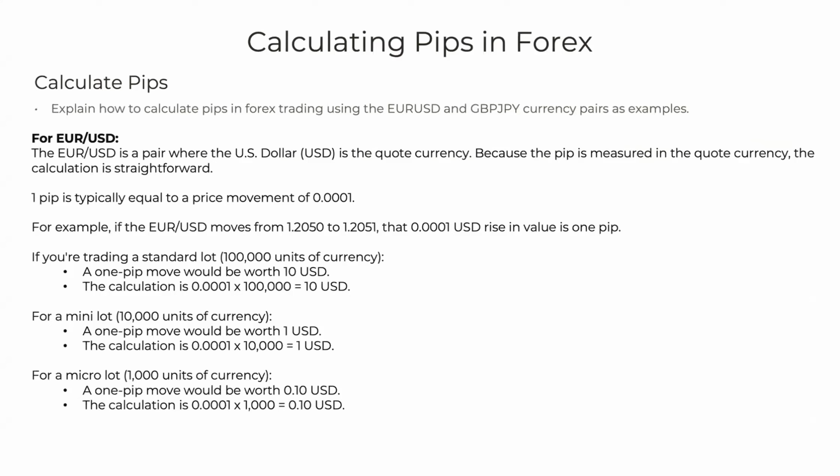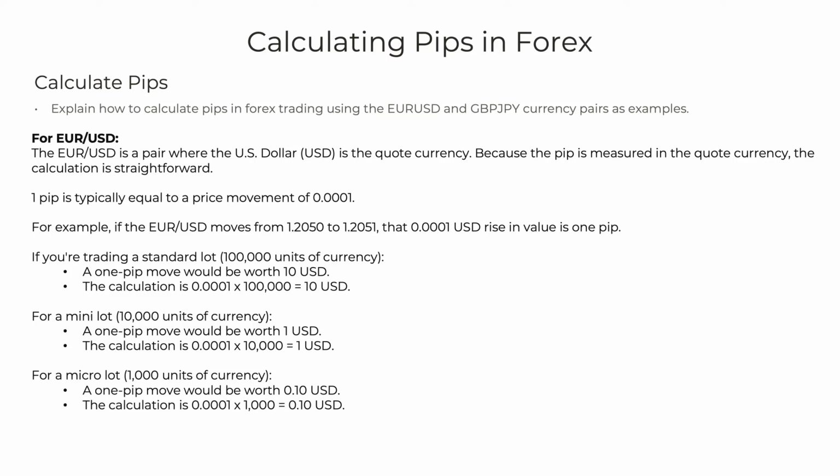All right, so calculating pips in Forex. Let's get down to it, and then we're going to hop into the charts. So to calculate pips, let's look at EUR USD. This is a standard currency pair, the most traded in the world. Everyone trades it. The USD is the quote currency in this, so we're going to be quoted in US dollars.